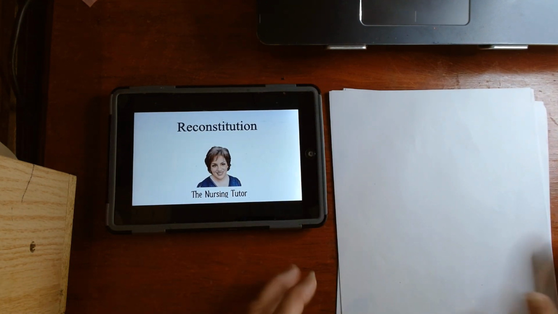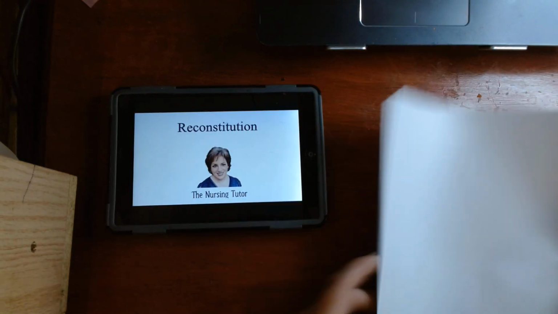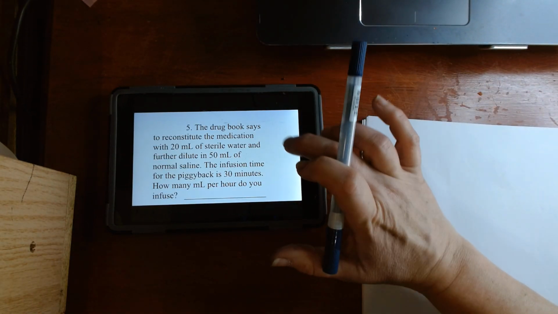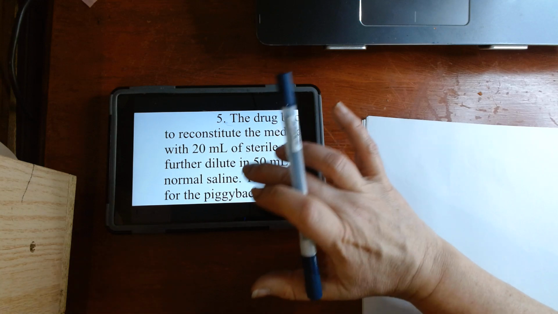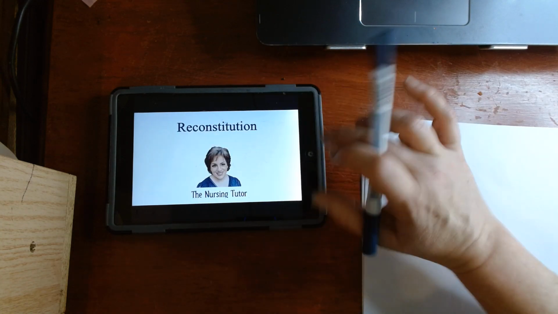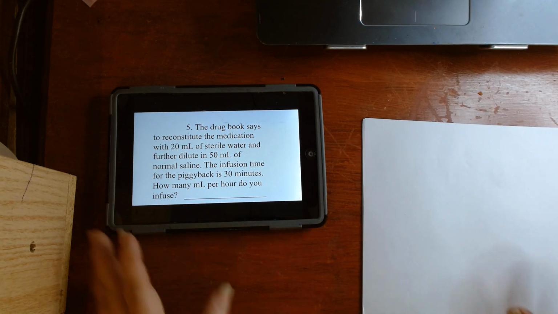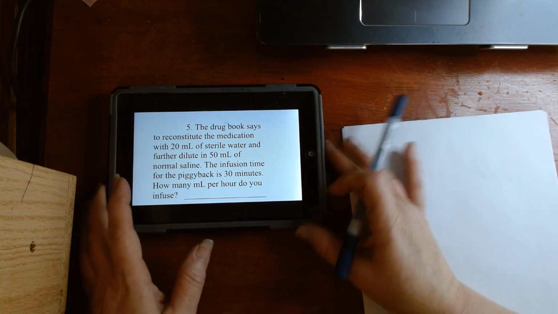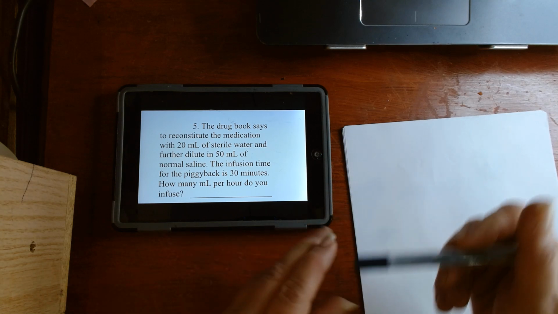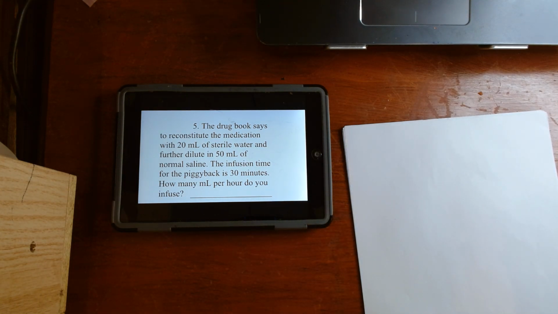I got some reconstitution problems for you. I know you're pumped. Oh, let me get this working. Look, there I am. Hey. Okay, a student sent me these, and I wanted to share them with everybody.